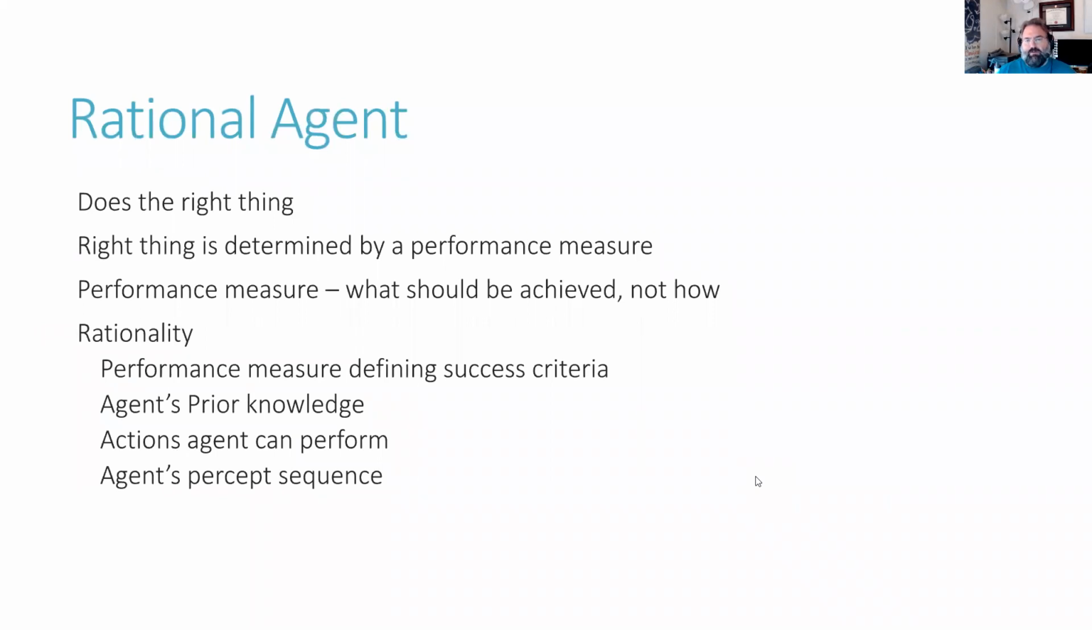So what's a rational agent? It's kind of stating the obvious. It does the right thing in the context that it's in. The right thing is determined by some sort of a performance measure, some sort of function, a mathematical function perhaps. The performance measure is what should be achieved, but not how. So it is the goal, not the plan to reach the goal. Rationality is typically defined by some sort of success criteria. The agent sometimes has prior knowledge, sometimes it doesn't. Agents have actions that they can perform, and there's oftentimes a percept sequence. So they perceive things in a certain order.